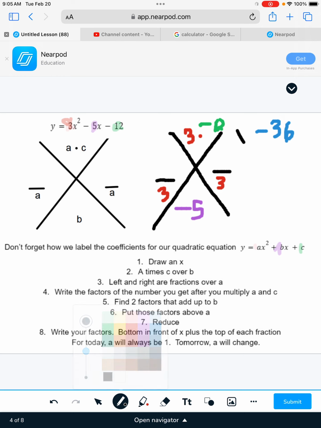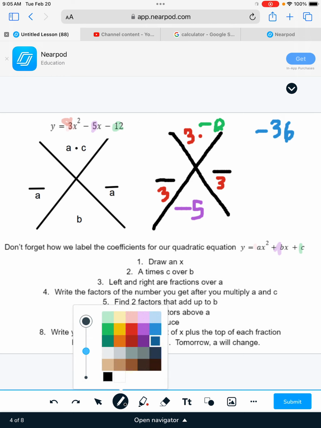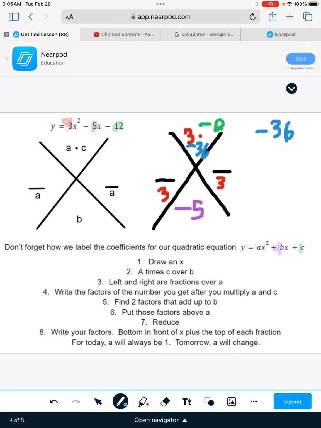That negative 36 is what would get substituted in up here. Something I've seen done is people who just write the negative 36 beneath it. That way they don't have to draw a whole new X or anything like that, or they'll pre-multiply a times c and write it in there instead.